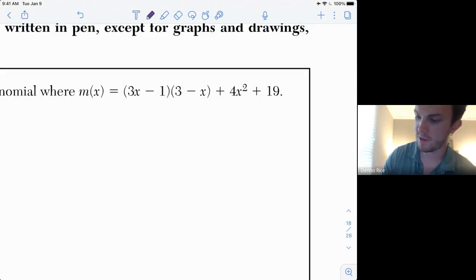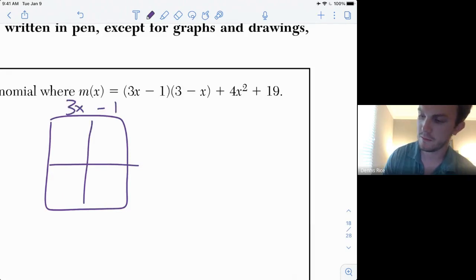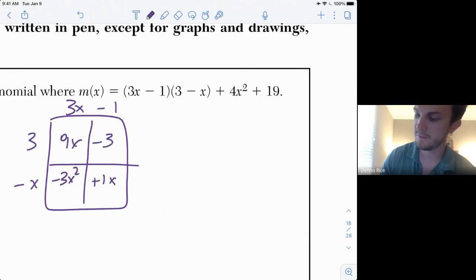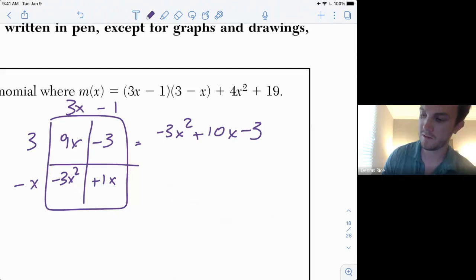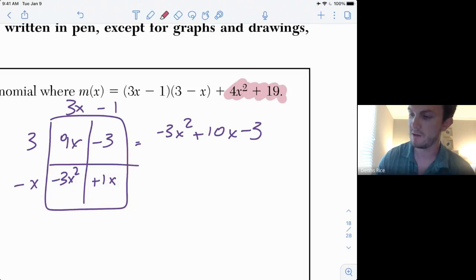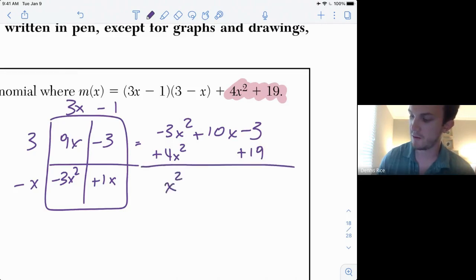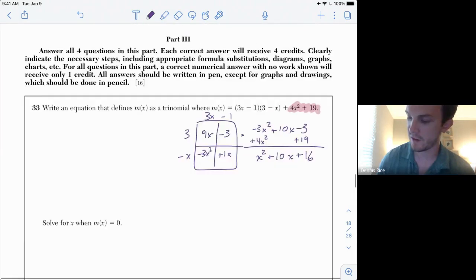So we're going to use the box method in the beginning. We would draw a 2 by 2 box. We're going to get negative 3x squared plus 10x minus 3. And don't forget, if you just leave that trinomial by itself, we still have these terms tacked on the end. So we want to add 4x squared to that and add 19. I'm going to arrange them underneath. So that will give us x squared plus 10x plus 16. Okay, so let's write that a little formal over here.